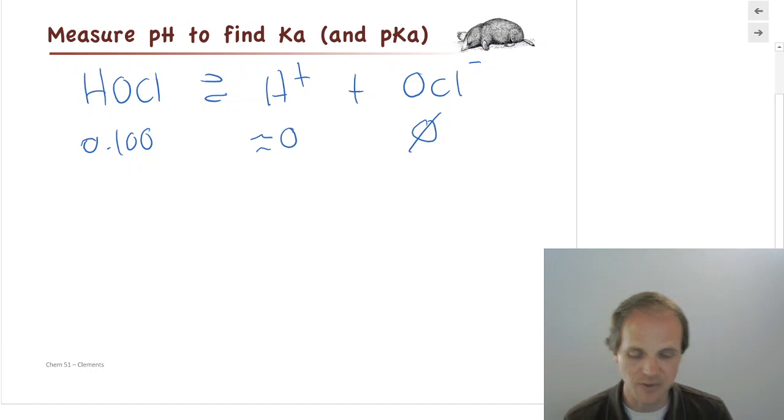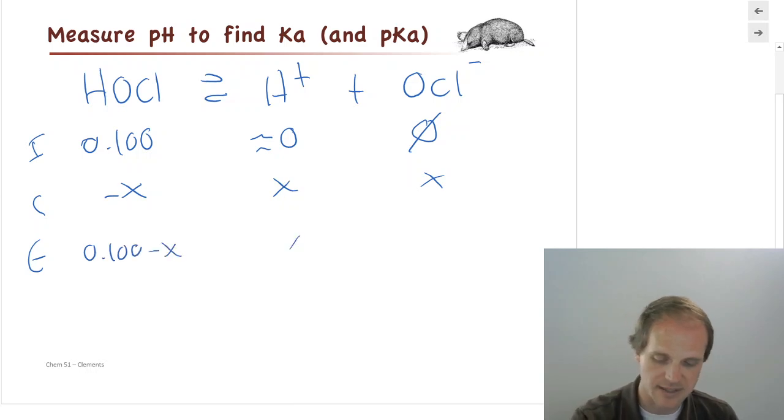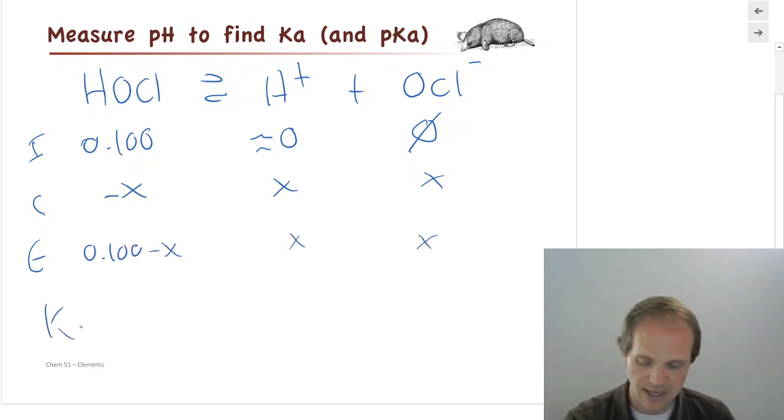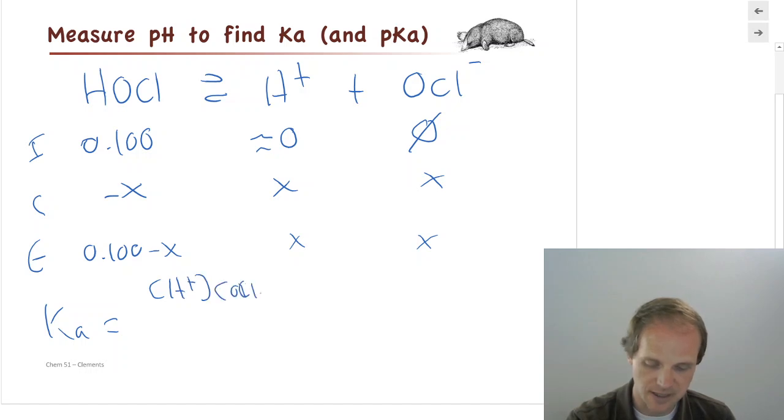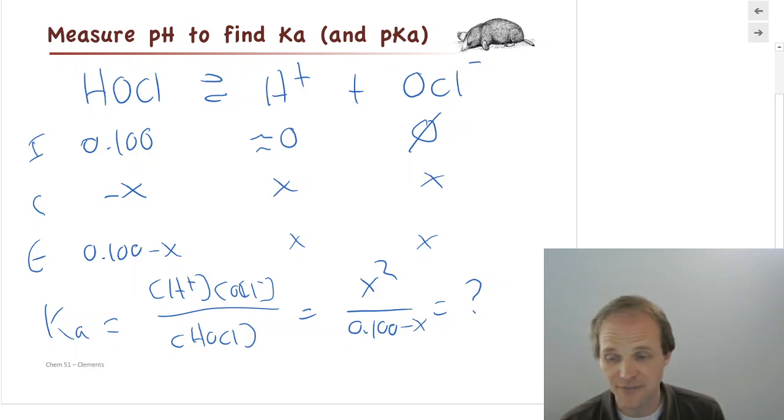We're trying to figure out what it is, but we know we started off with approximately no H+, no OCl minus, and so we can go ahead and make an ice table for this. There's nothing stopping us from making an ice table. It's going to look exactly like the rest of our ice tables, 0.100 minus x, x, x, and we can write our Ka expression: H+ times OCl minus over HOCl. When we plug it in, you get x squared over 0.100 minus x. But the problem is we don't know the Ka, so we can't solve for x.